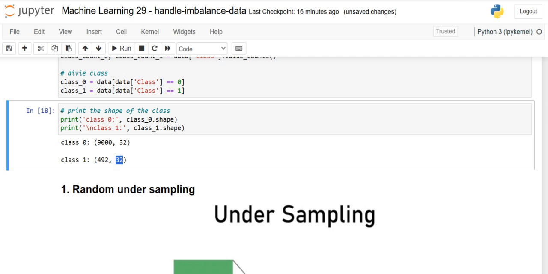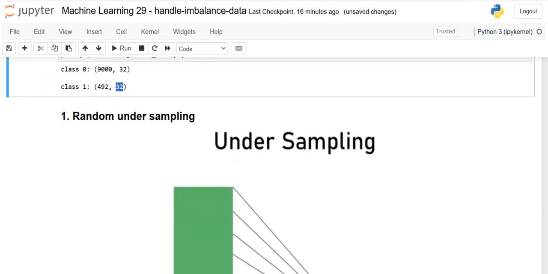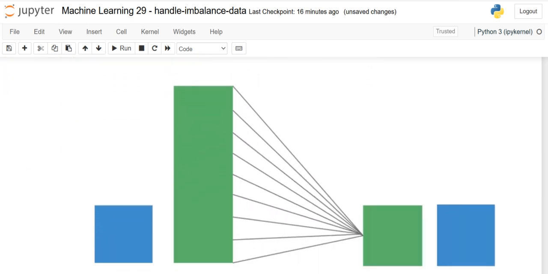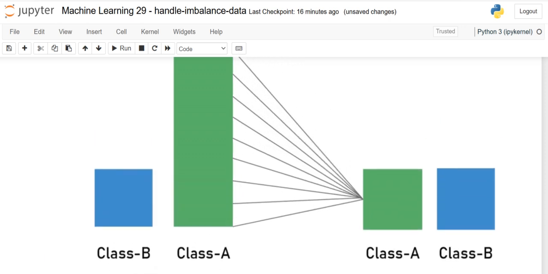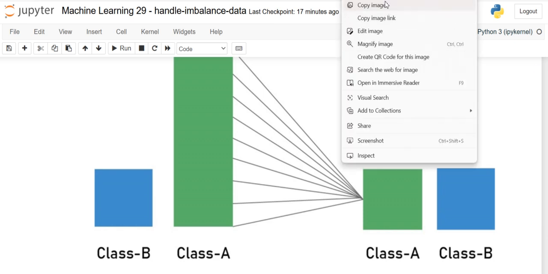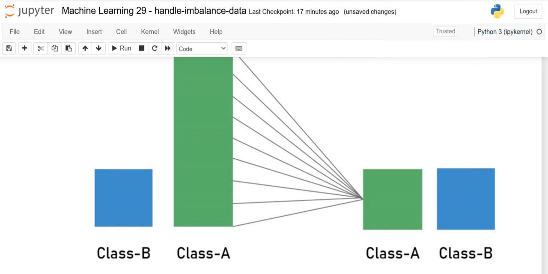So let me go on to the first technique, undersampling. Okay, so this is undersampling. The image is very large and I just want to specify it, so let me open it in a new tab so that you can see.